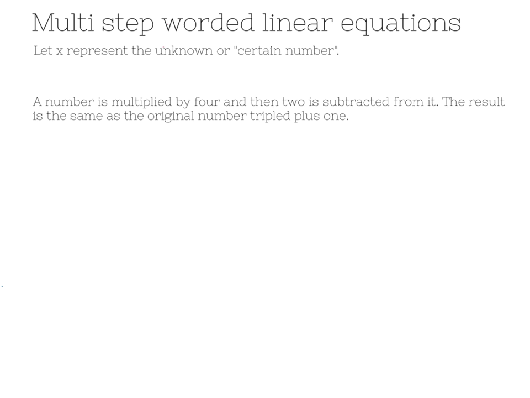The number is multiplied by 4. So a number is x and it's multiplied by 4, so it's 4x. And then 2 is subtracted from it, so that's minus 2. The result is the same as, so that's equal to, the original number x tripled, so that's 3x plus 1.